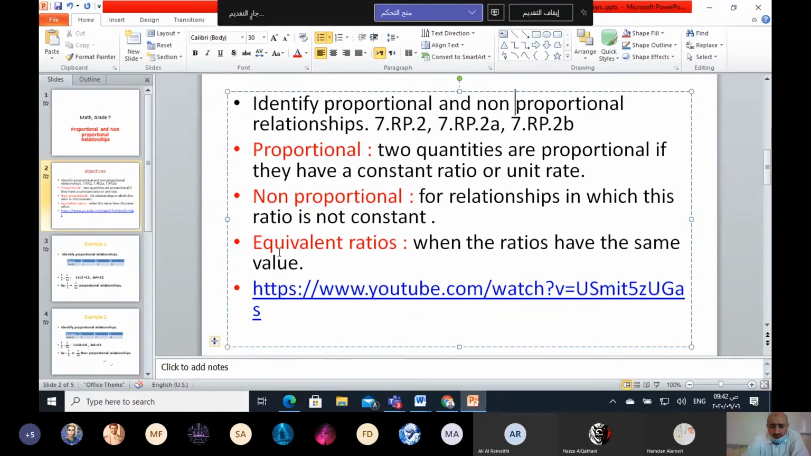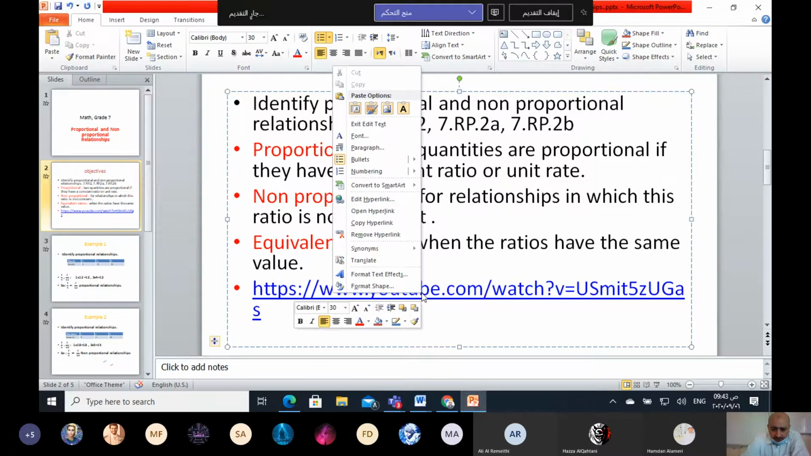What's the meaning of equivalent ratios? Equivalent ratios are ratios that have the same value. So equivalent fractions means the ratios have the same value. So in our lesson today, we want to learn the meaning of proportional, non-proportional and equivalent ratio. So watch this video with me now to learn our lesson.